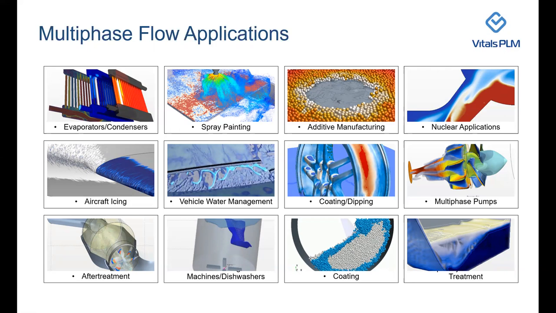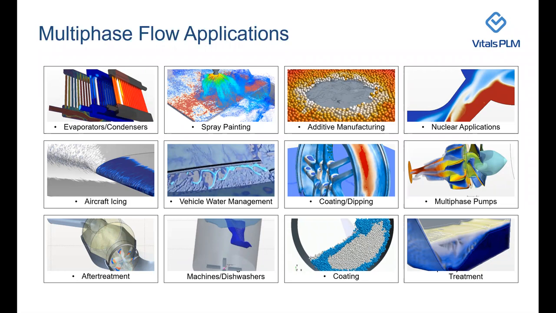And next follows the additive manufacturing, again a good example for multiphase flow applications. Another interesting example is from the aerospace, where we see ice accretion on the leading edge of the aircraft wing. We see this ice deposition. Again, this is a good example of multiphase flow. We already saw the vehicle water management example in the previous slide. And next, from the process industry, where you see the coating or dipping in the paint pool of an automotive component, is a good example for multiphase.